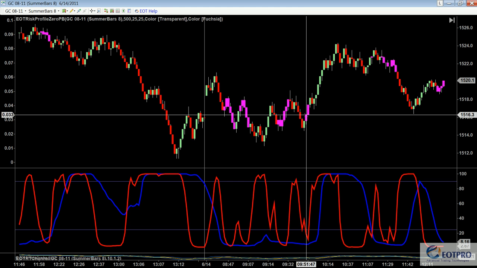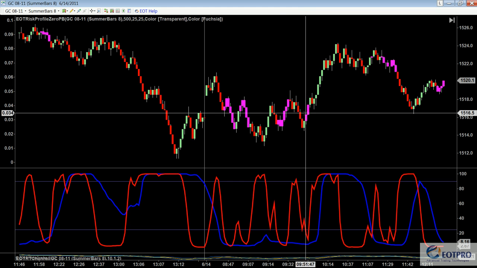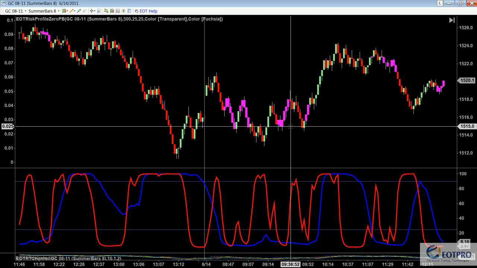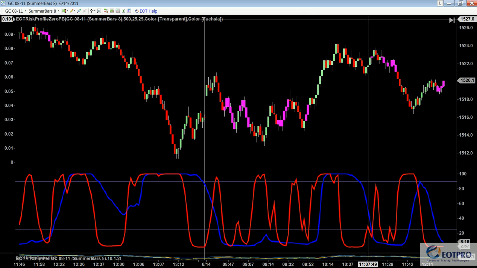So an interesting way to look at cycles, and to help you look at cycles in a different way by using paint bars. Thank you very much for listening.